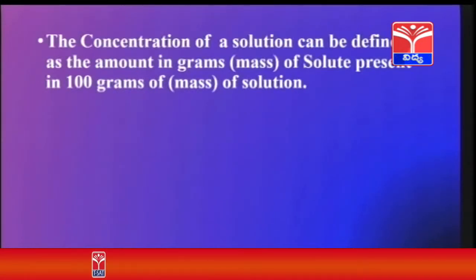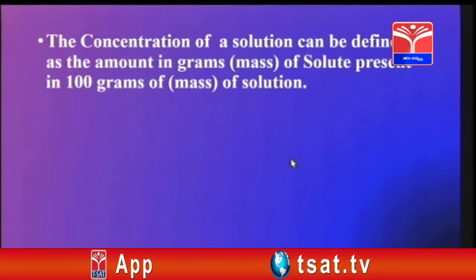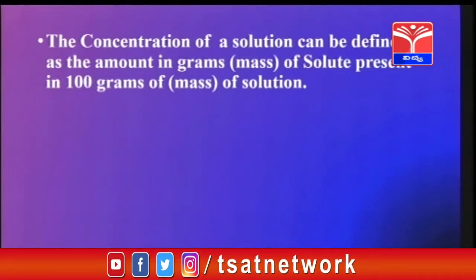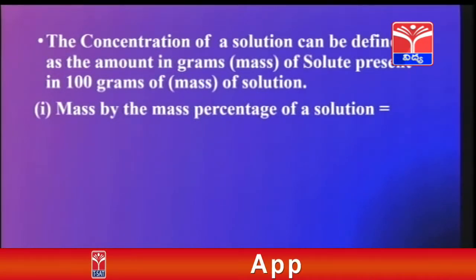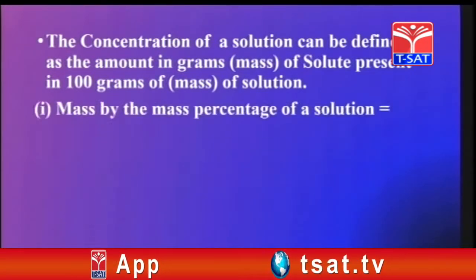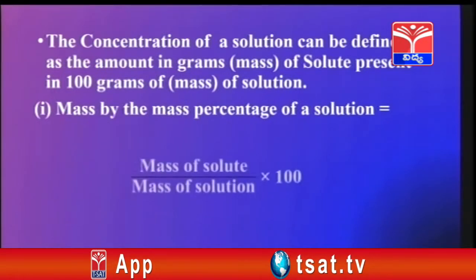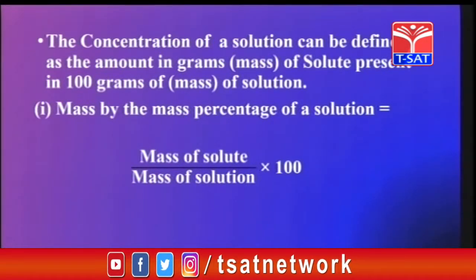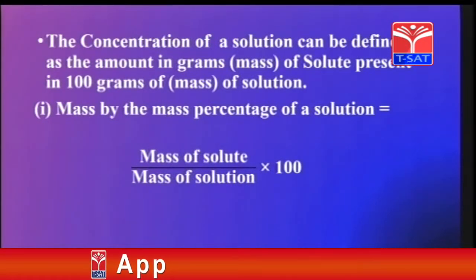Children, let us define what concentration is. The concentration of a solution can be defined as the amount of solute present in the solution in grams per 100 grams of solution. This is called the mass by mass percentage of a solution. So the mass by mass percentage of a solution is obtained by the formula: mass of the solute divided by mass of the solution, into 100. As we are finding the percentage of solute present in the solution, we obtain this formula: mass of solute by mass of solution into 100.